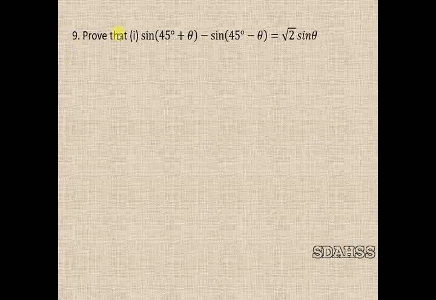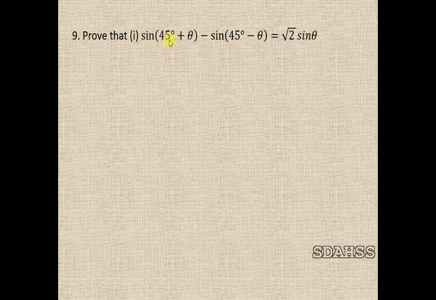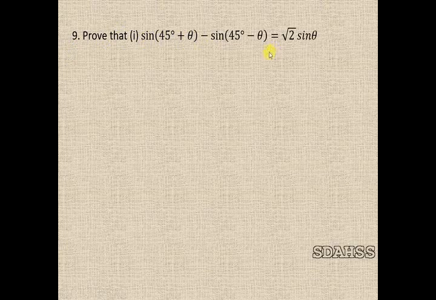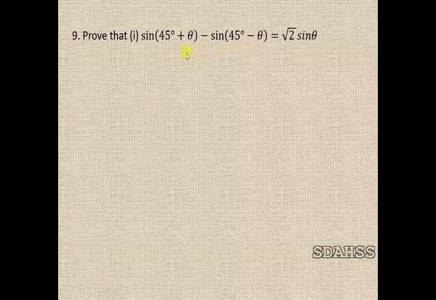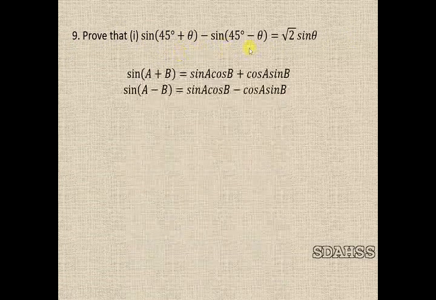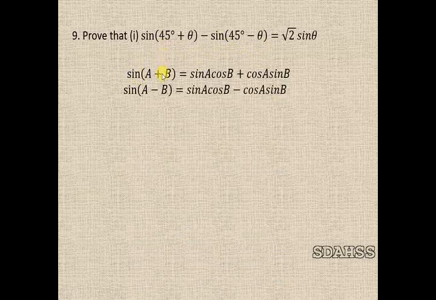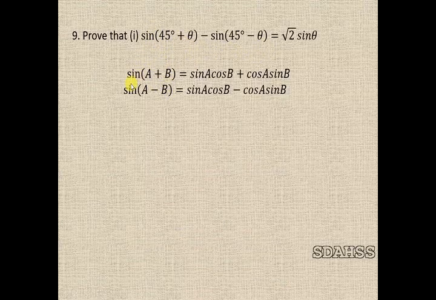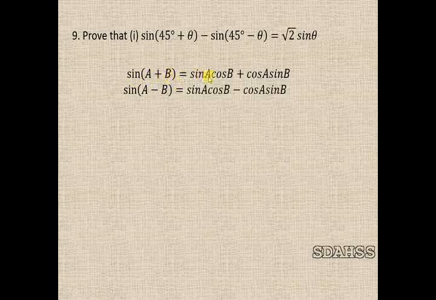Ninth sum. Prove that, subdivision 1: sin(45° + θ) − sin(45° − θ) = √2 sin θ. We want to prove sin(45° + θ) − sin(45° − θ) is equal to √2 sin θ. We know that sin(A + B). Here sin(45° + θ) is in the form of sin(A + B). The expansion of sin(A + B) is sin A cos B + cos A sin B.